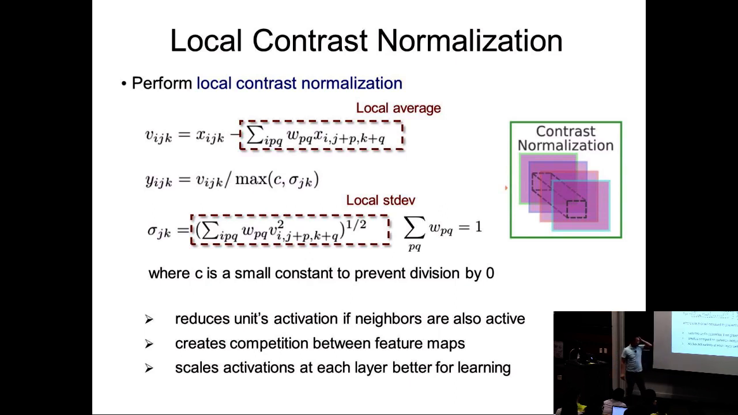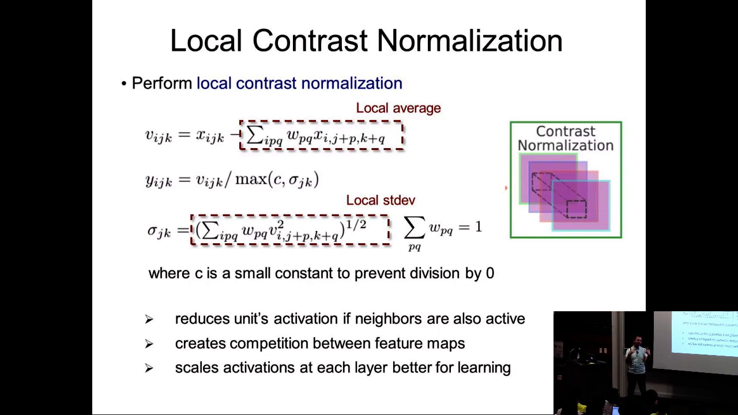And this looks at the local standard deviation. So it reduces a unit's activation if neighbors are also active, right? If I have a high value and my neighbors have high values, maybe I should normalize myself, to sort of say maybe it's not as important. It also sometimes creates competition between feature maps and scales activations. Local contrast normalization came to us from neuroscience. People have done some studies with monkeys, and apparently our brain uses contrast normalization.